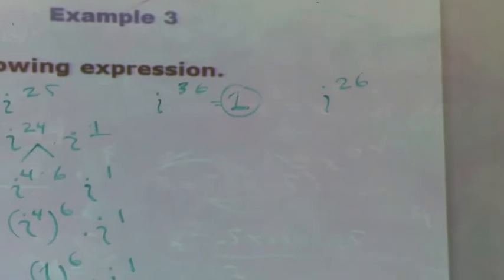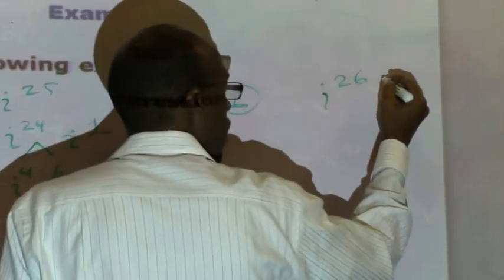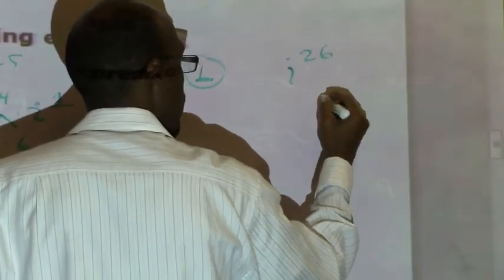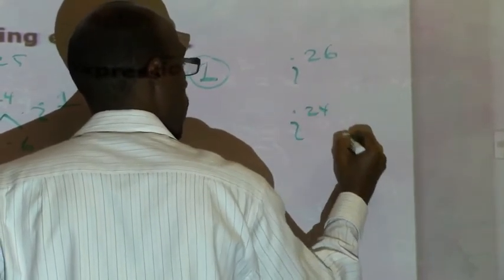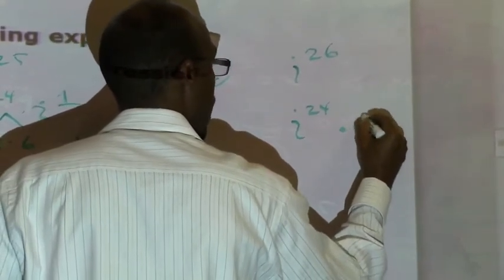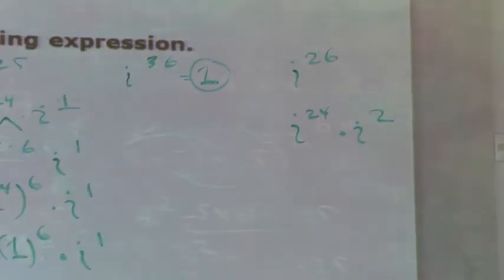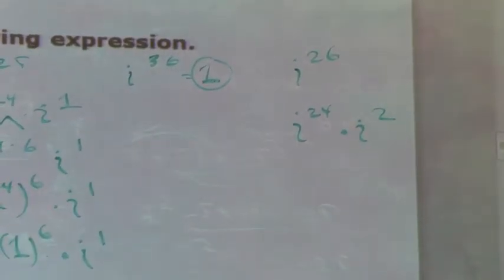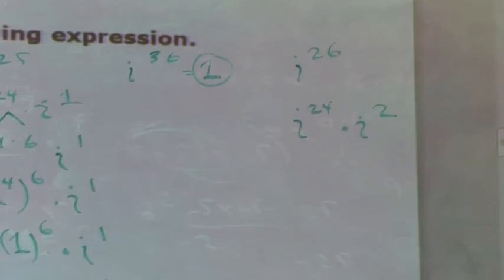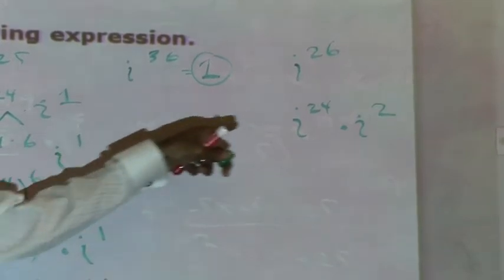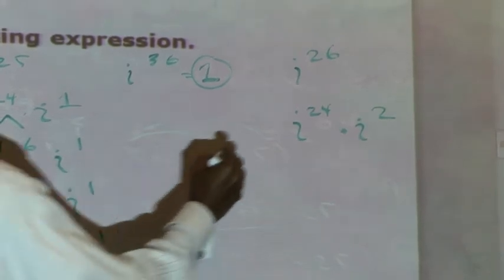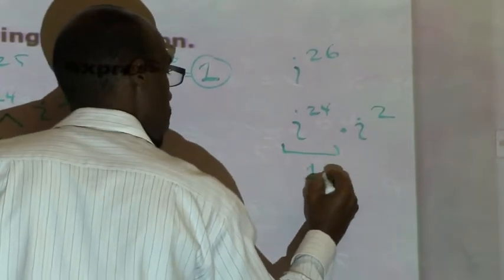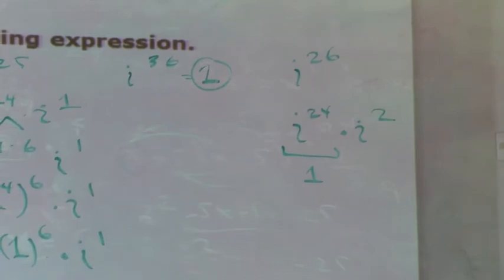I figured I'd turn it to 36. 26, what I need? I need you to be a 24. First, I need you to be i^24 times i^2. 24 plus 2 equals 26. Step 1, break them side by side. The good news is, now that I'm used to this, anybody divisible by 4, I know you're just going to be a 1 without doing all the work.